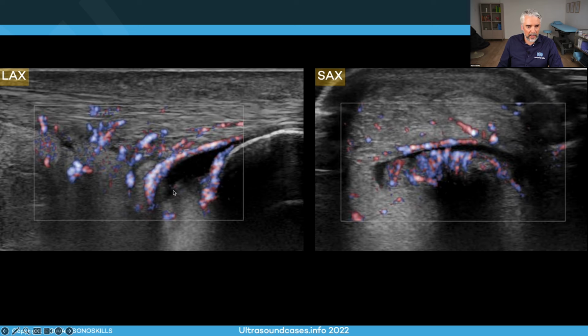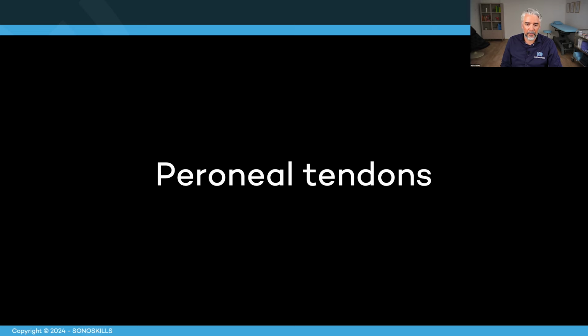And here we can see a retrocalcaneal bursitis with an effusion in the bursa, and also, nice to see as a sonographer, a severe neovascularization around this bursitis.